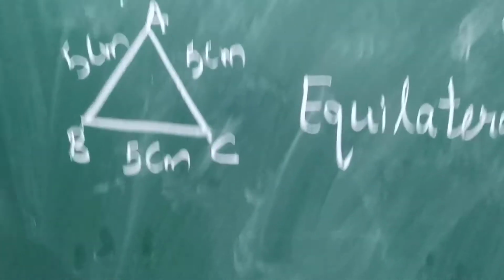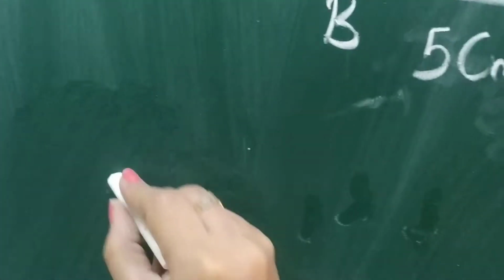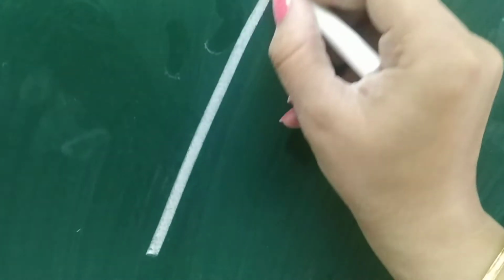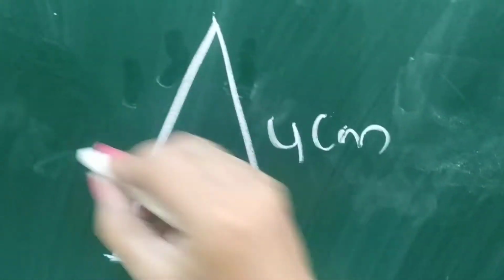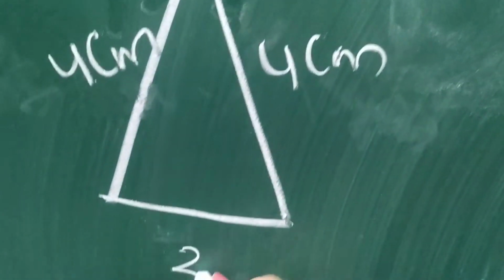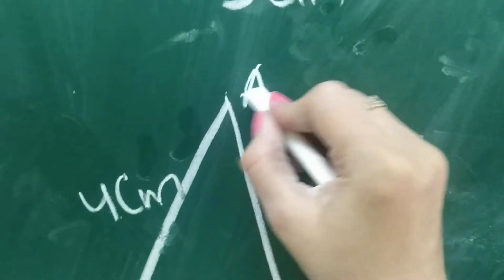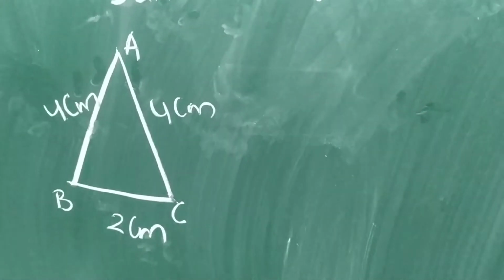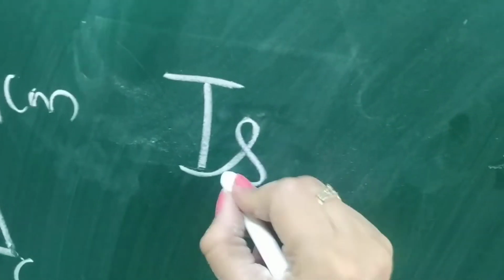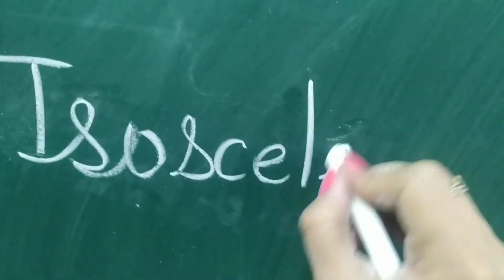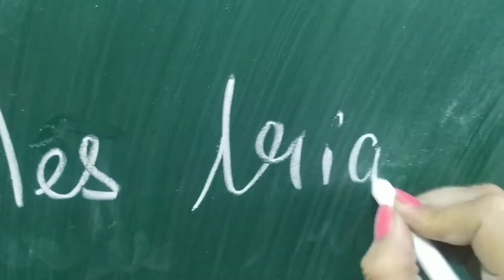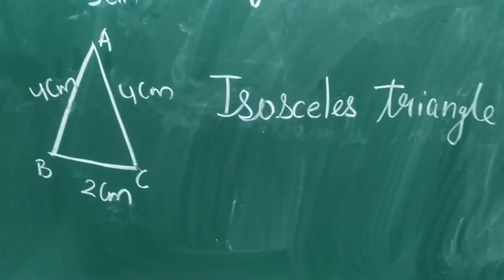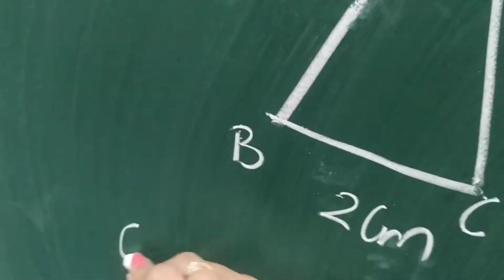Now let's talk about the second triangle. This is type number 1, type number 2. Now suppose this is 4 centimeter, 4 centimeter, 2 centimeter. Now what happens in this triangle? 2 sides are equal and one is different. So when 2 sides are equal and one is different, this is called isosceles triangle. Isosceles triangle is a triangle when only two sides are equal. Okay, now let's move to the third type.